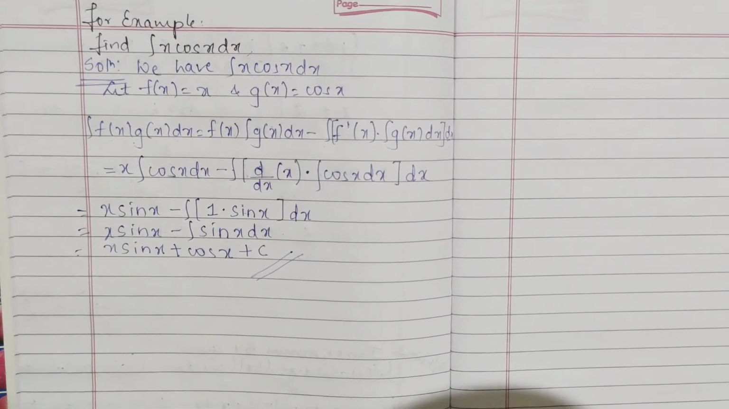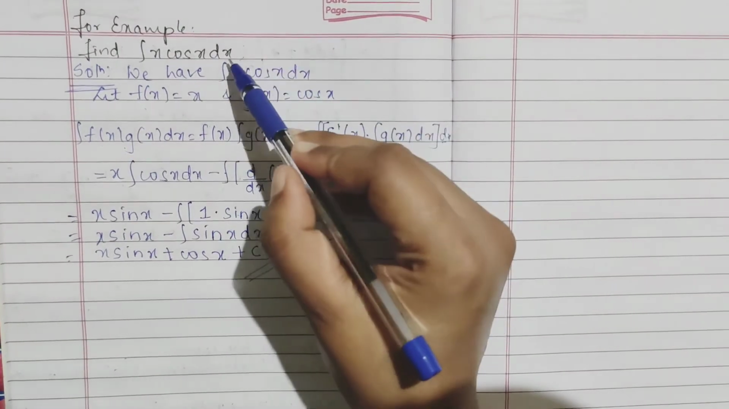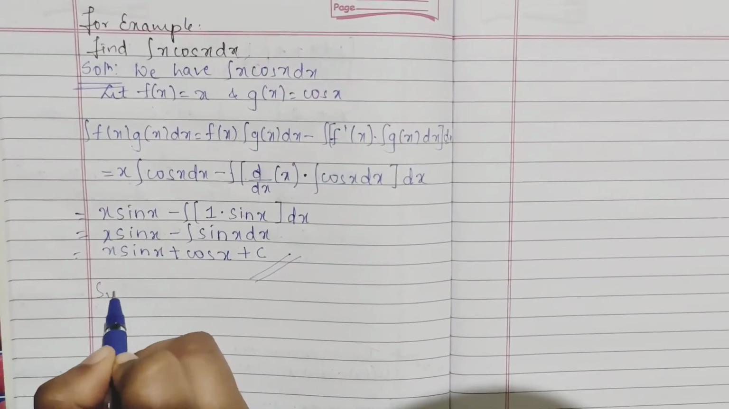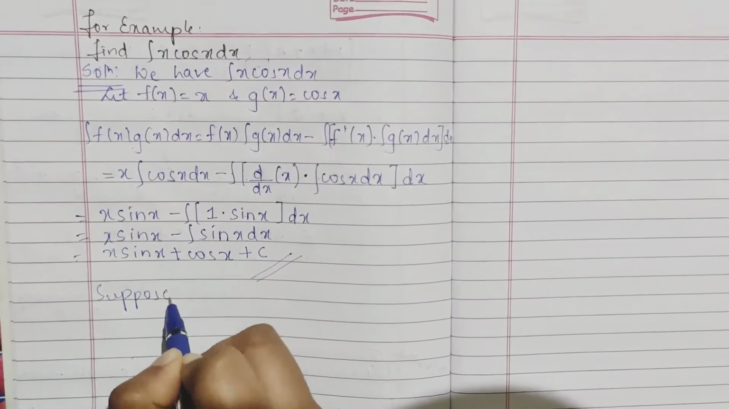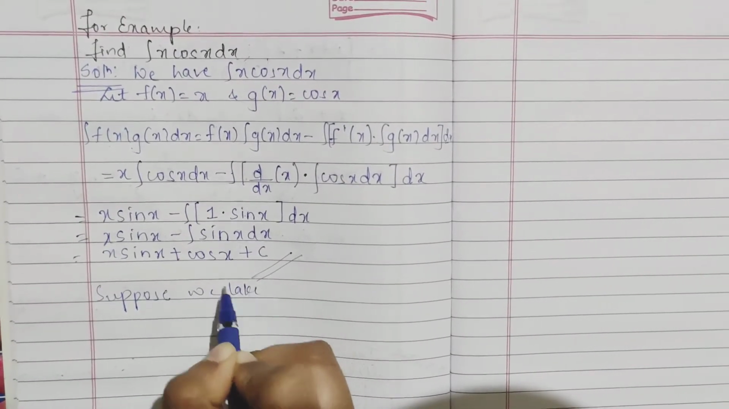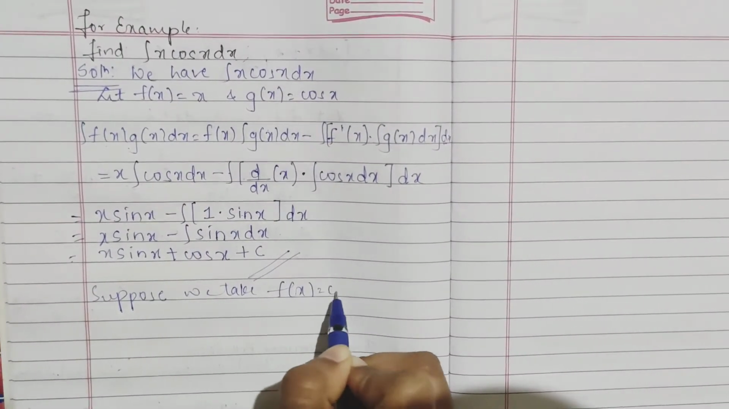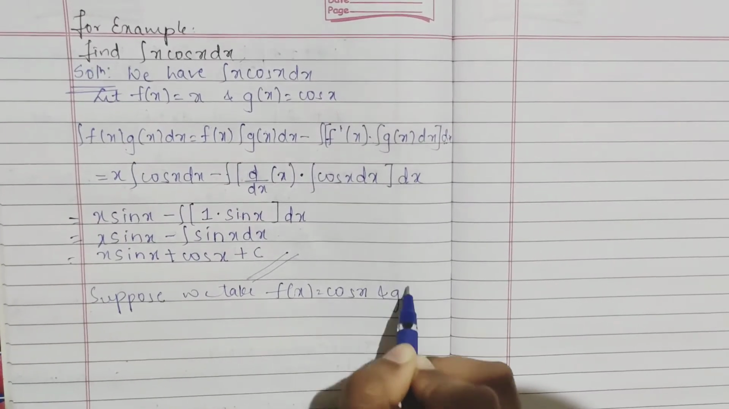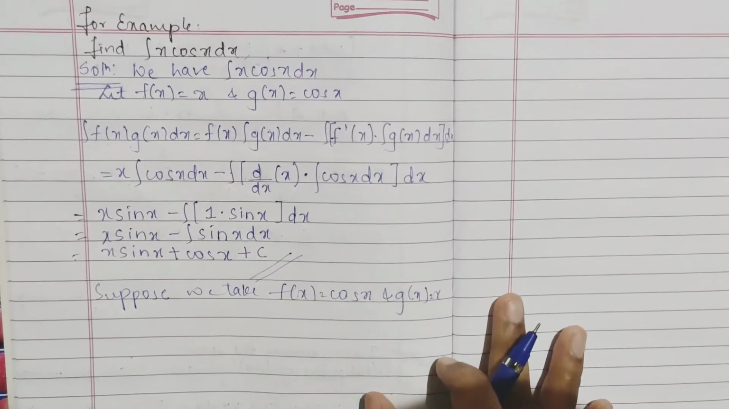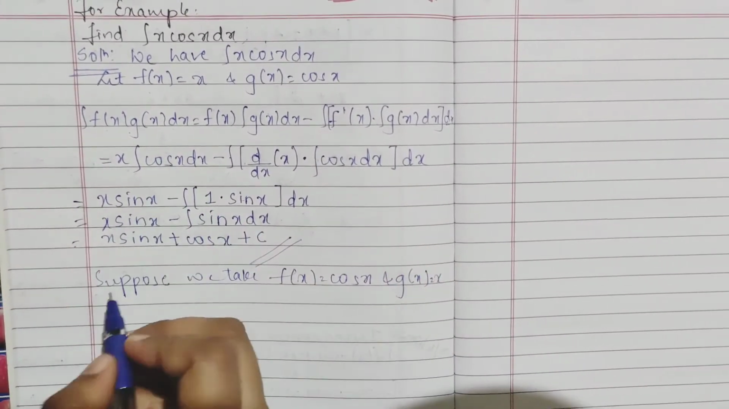It's not that you have to do it like this only. You can go for f of x as this. I'll show you this part also. Suppose we take f of x equal to cos x and g of x equal to x. In the same way we will do it.